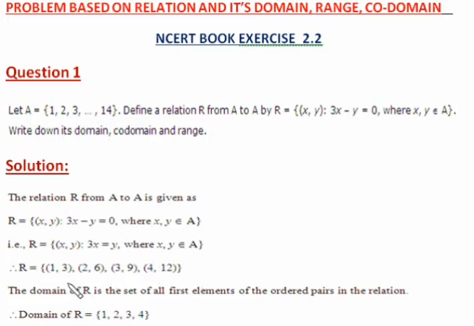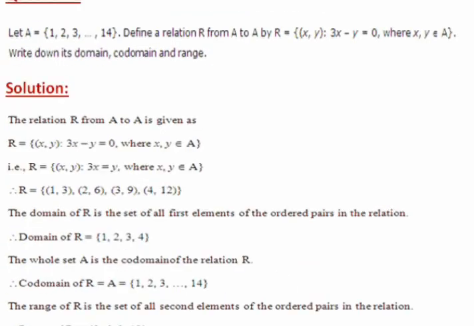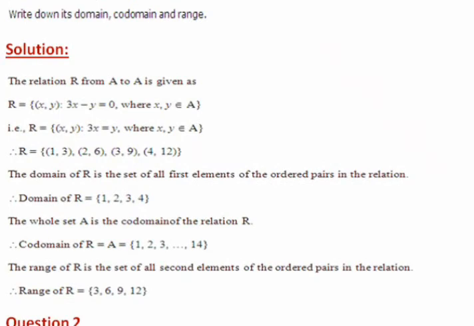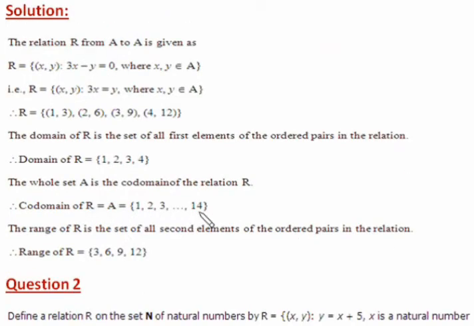So {1, 2, 3, 4} is its domain, and the codomain of it is {1, 2, 3, 4}, where the range belongs, and its range is {3, 6, 9, 12}.